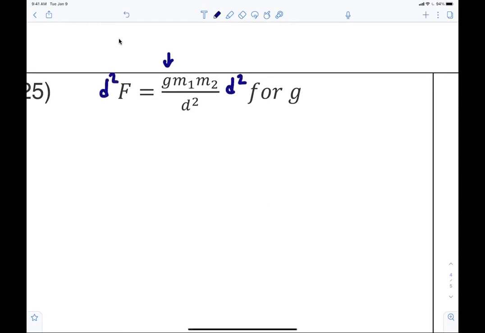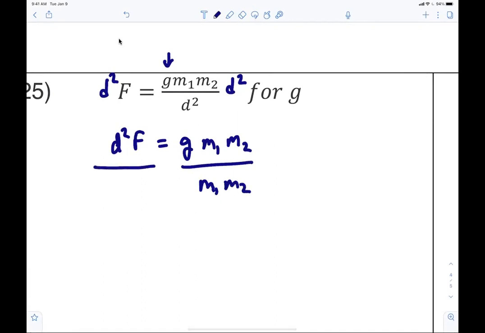So then d squared F equals G times mass 1, mass 2. So now what could I do? Divide both sides by mass 1. Yes, and mass 2. So we divide both sides by mass 1 and mass 2. So G equals d squared times F divided by mass 1 times mass 2.